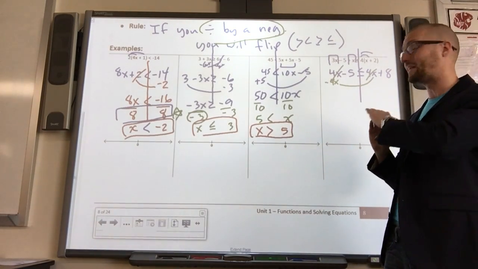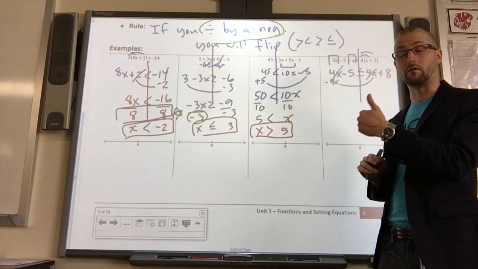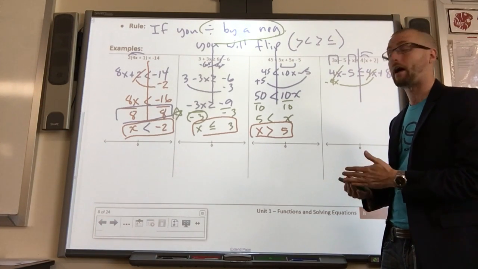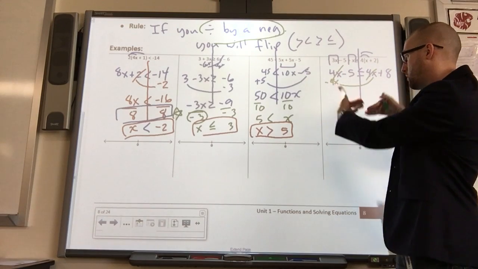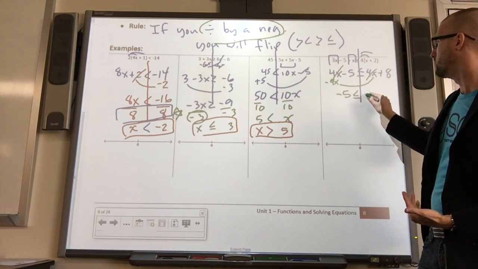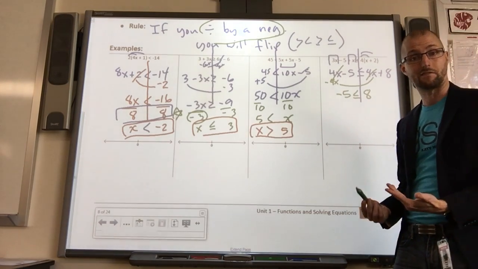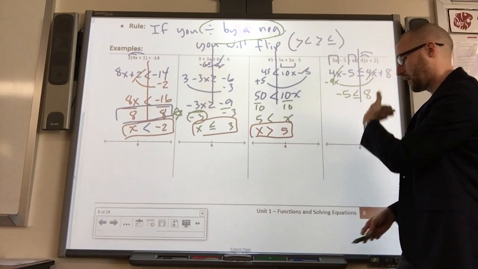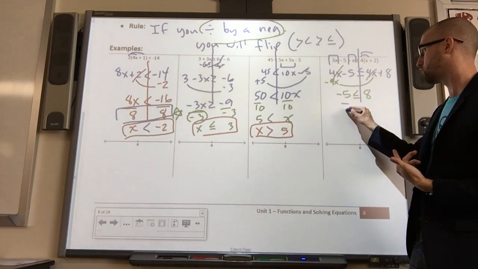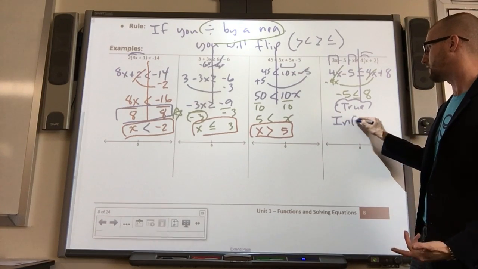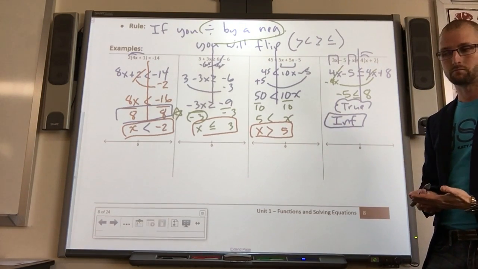Anytime the variable completely goes away, it's either infinite solutions or no solution. And what determined that was whether what was left staring at me was true or false. So I have a -5 is less than or equal to a +8. And I basically have to say, do I agree with that or not? I agree that 8 is bigger than -5. And because that is true, the answer I'm going to write down is infinite solutions.